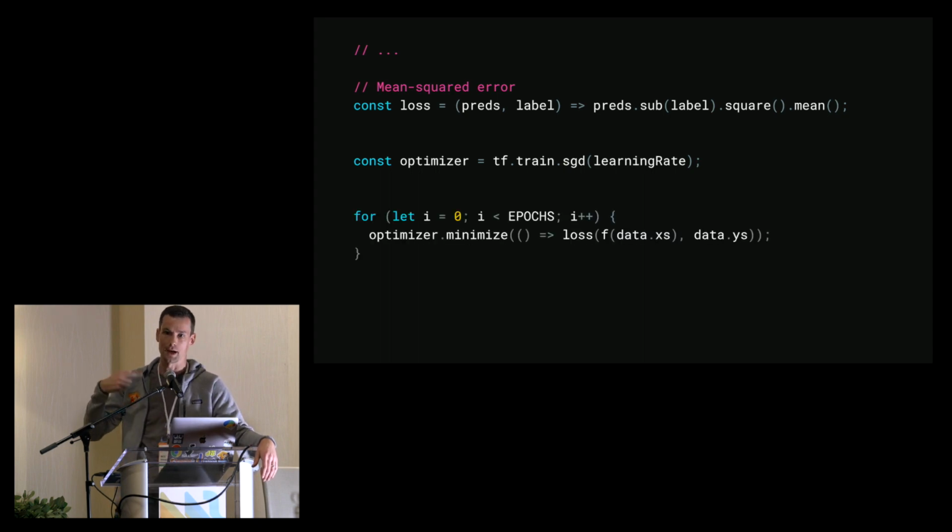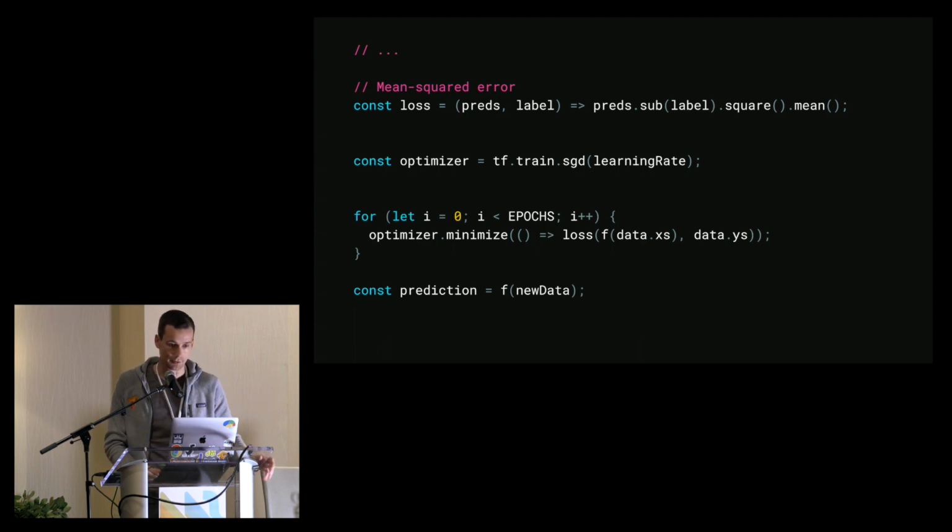An epoch is a pass through our training data set. So that's every chunk that we saw in that graph, every blue dot. And as we go through and through, our optimizer will use our loss function to help fit the model to that curve. And finally, we can ask for predictions by calling f of our new data.